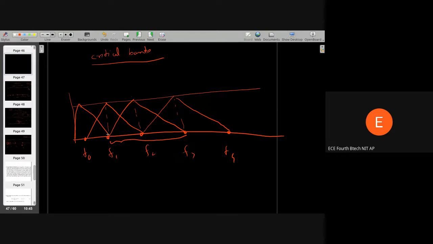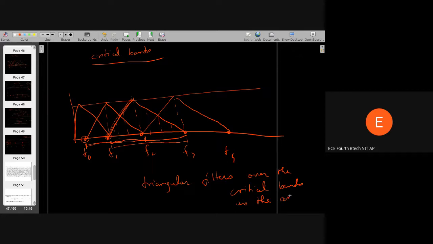We take these center frequencies, and these center frequencies not only give us the bandwidth of any particular band, they also let us determine what should be the slope. Indirectly, it is the weight I am giving to a particular frequency in a particular band. So this is how we put different triangular filters over the critical bands in the analog frequency scale.